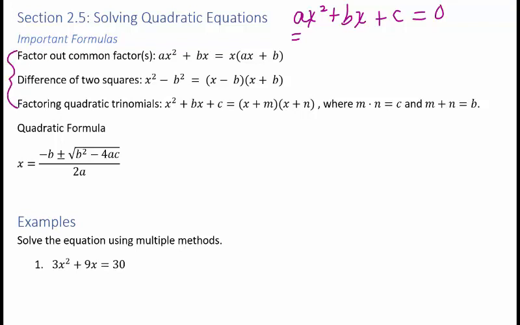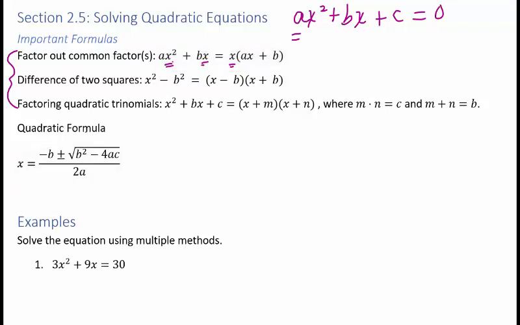Here are a few different ways that we could factor. One is to factor out common factors, or the greatest common factor. In the given expression, ax squared plus bx, we see that x is the greatest common factor, and we factor that out, and whatever we're left with goes inside the parentheses. So x times the quantity ax plus b.